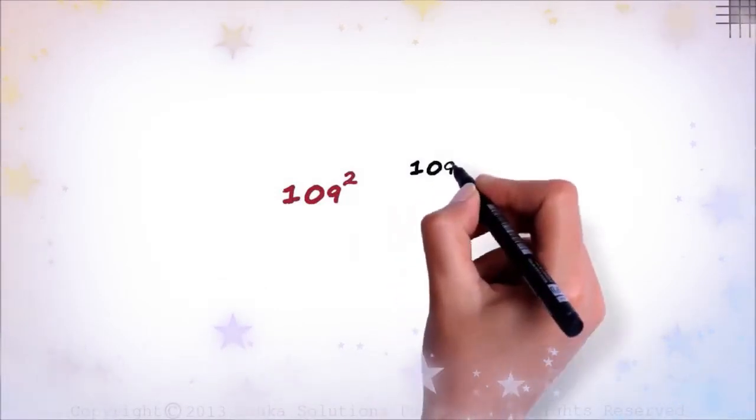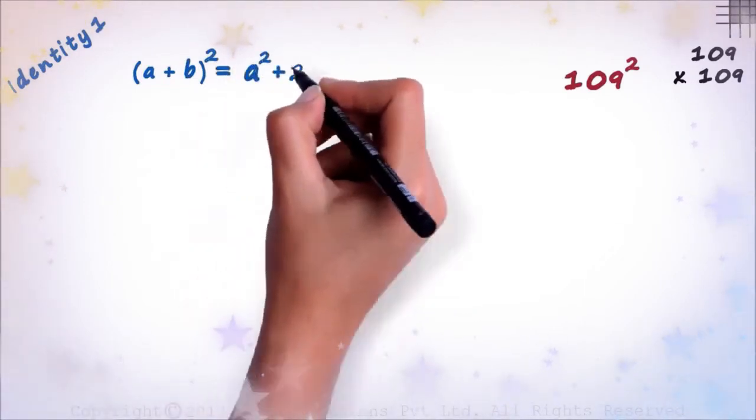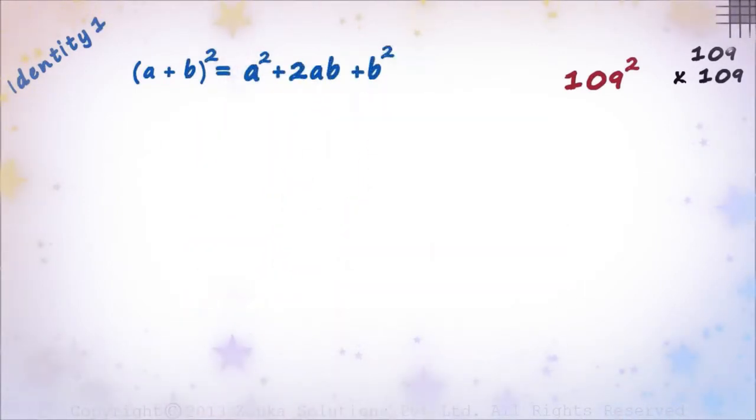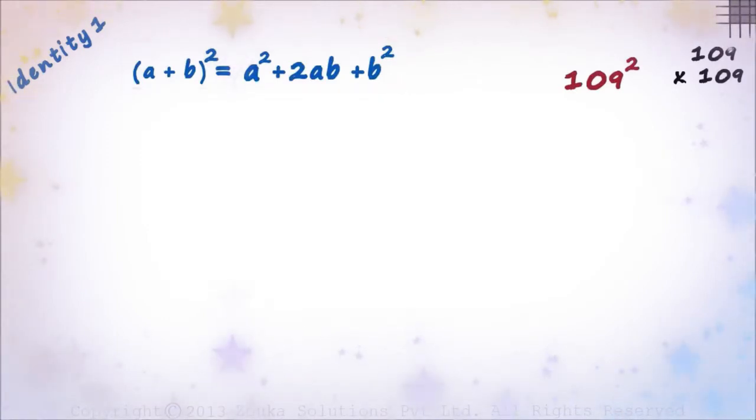How would you calculate the value of 109 squared? It's simple. We multiply 109 with 109 and calculate the value, right? Hang on. Before you proceed, let us take a look at the first identity. The first identity says (a plus b) the whole squared equals a squared plus 2ab plus b squared. This means that no matter what values we substitute for a and b, this equation will always be satisfied. The first question we should ask ourselves is how. The proof is very simple.